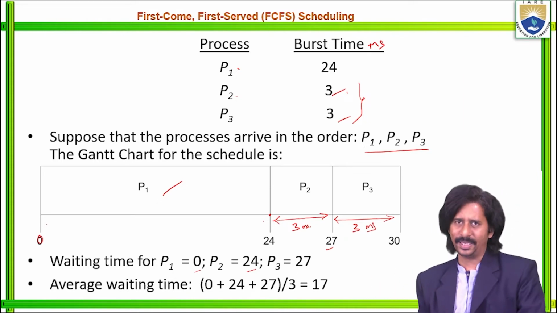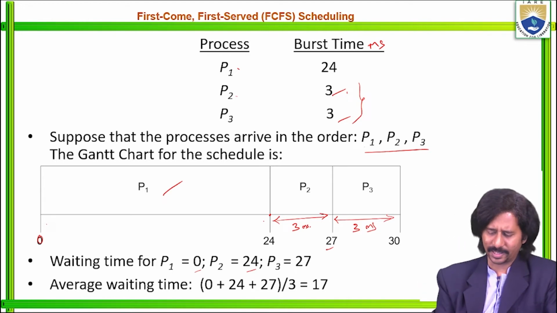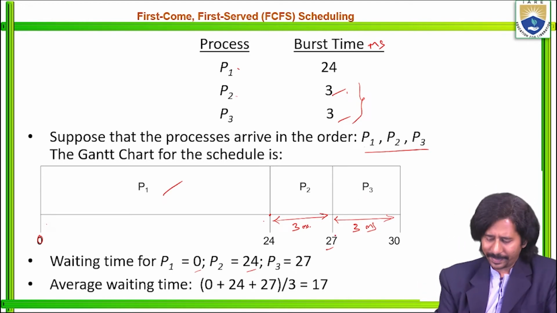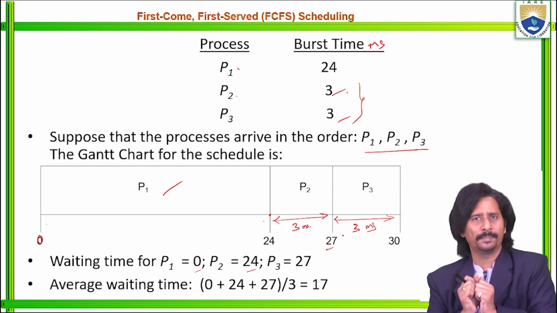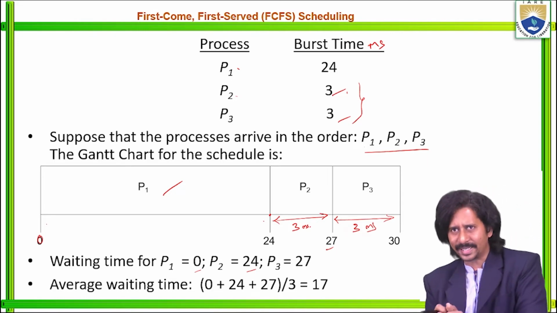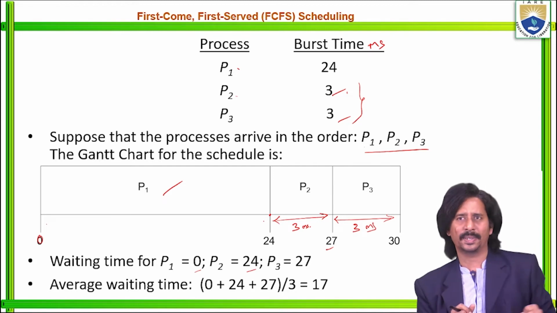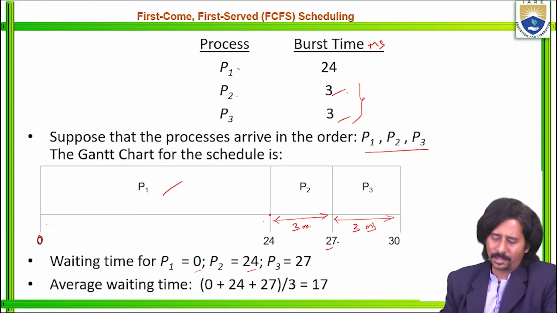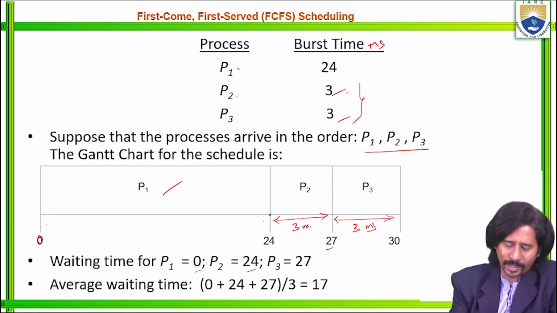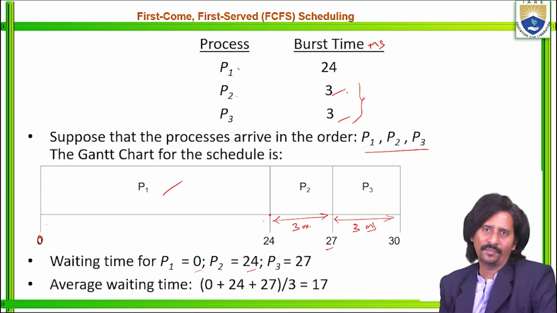So here the P3, 3 milliseconds. The P3 waiting time is up to 27 milliseconds. The process P3 is waiting, right? After 27 milliseconds, the processor can access that particular process 3. So here 27 milliseconds. Now we need to calculate the average waiting time of the 3 processes.